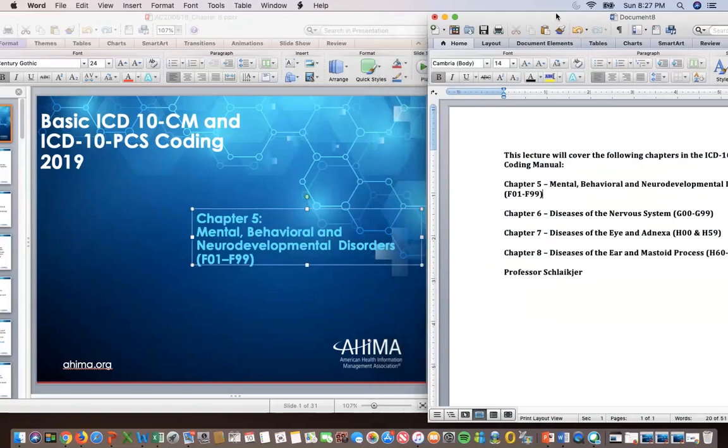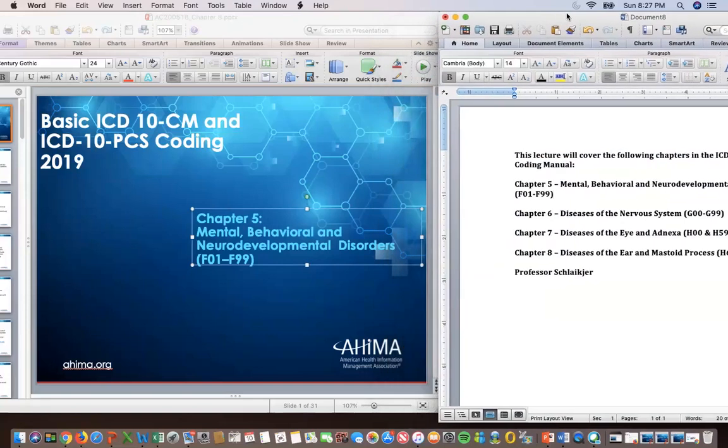So let's get started. If you have a coding manual, please open that up to Chapter 5, which is the Mental, Behavioral, and Neurodevelopmental Disorders, F01 to F99. You'll see the chapter-specific guidelines with coding examples right at the very beginning of the tabular. The first one, A, pain disorders related to psychological factors.